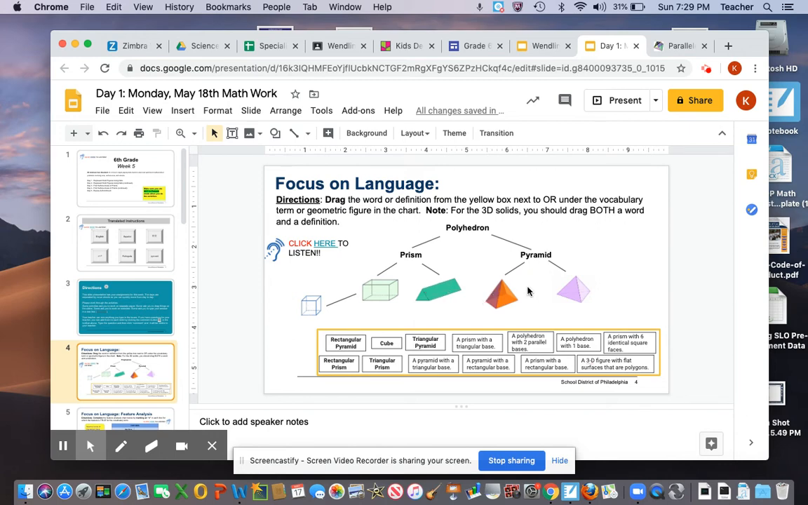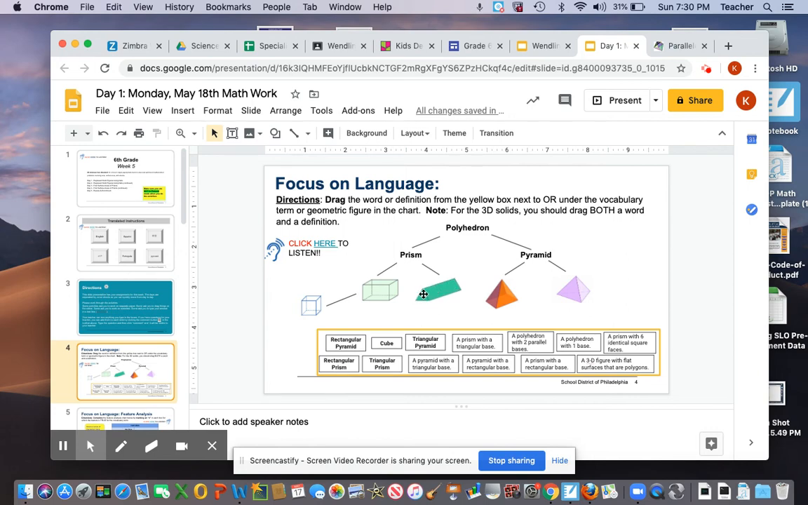A pyramid only has 1 base, and then the point at the very top, the vertex. So again, I've got 1 base for a pyramid, 2 bases for a prism. So that should help you decide which goes where. We're also talking about what kind of pyramid or what kind of prism. We name our pyramids and prisms by what shape their base is.